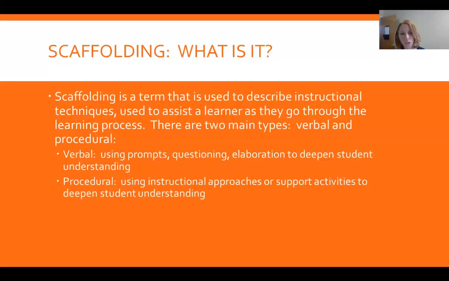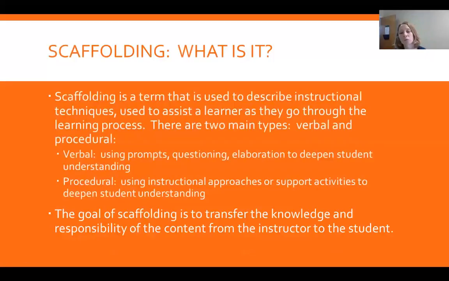Well, how does that differ from procedural? Procedural scaffolding is instructional approaches or support activities that will help the students to understand. So it's not verbal, but it's usually more of those tangibles or experiences that are put in place to help students understand the content that's being delivered. The goal of scaffolding is to ultimately transfer the knowledge and the responsibility of knowing, understanding, or doing the content from the teacher to the student. Maybe initially with more support from the teacher, but then the teacher transitions to less and less support so that the student is able to do the content on his or her own.